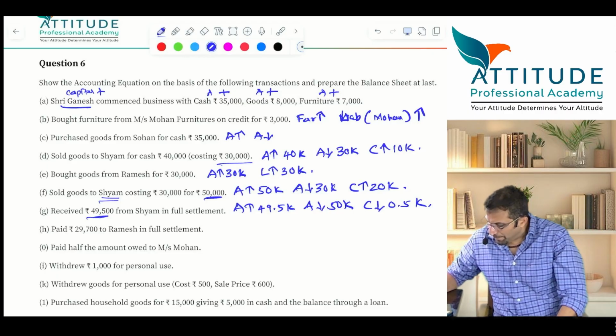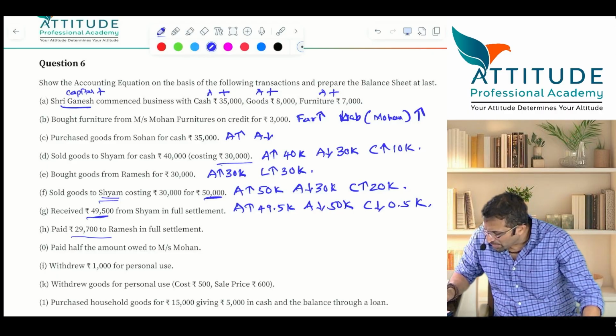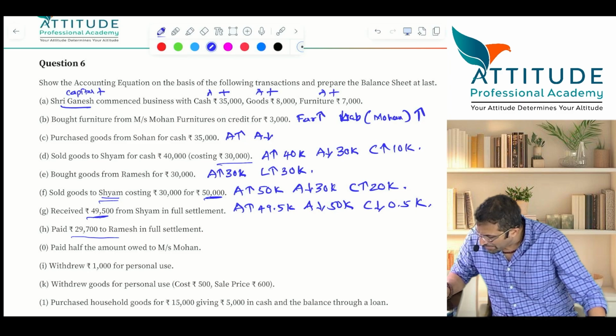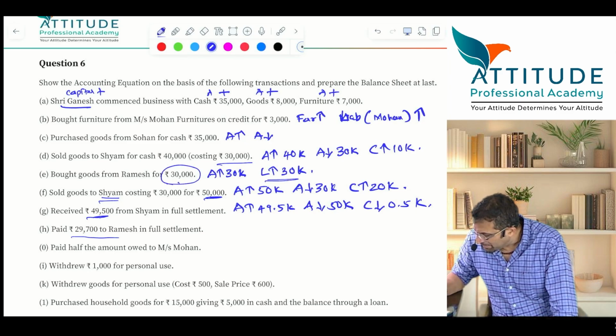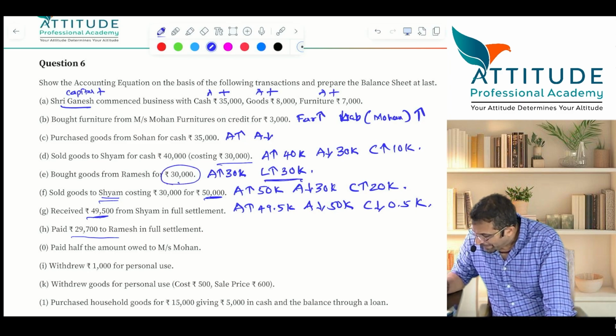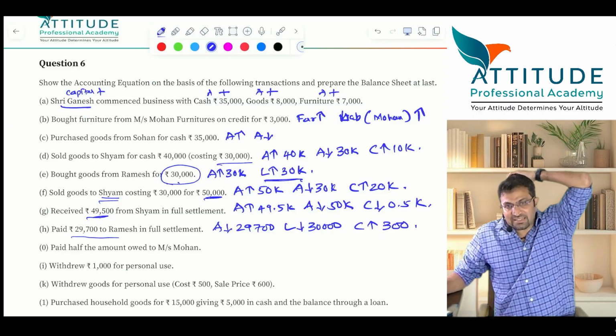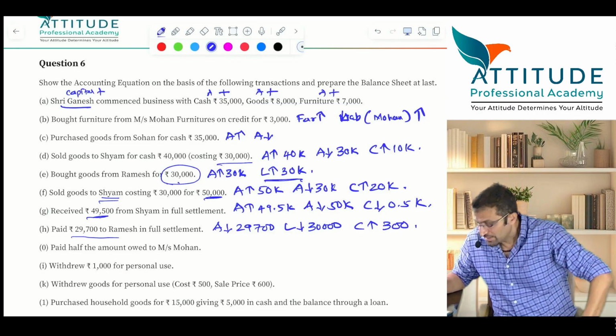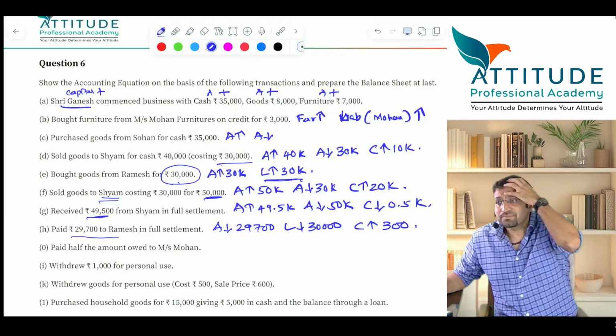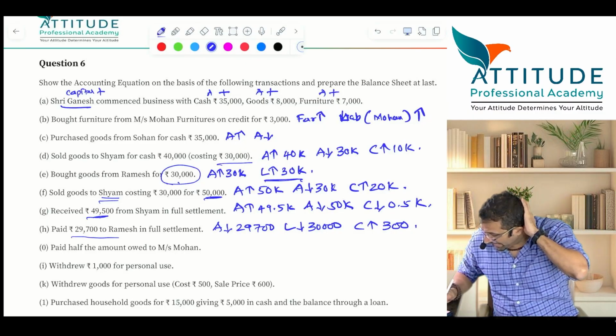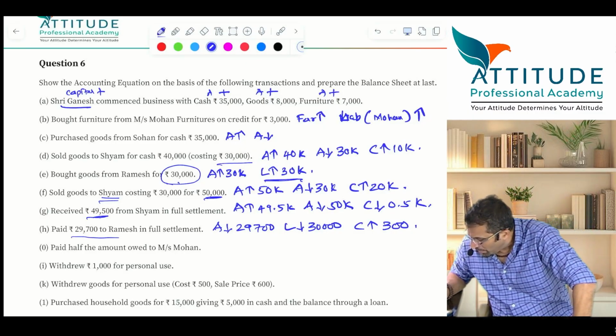Next one, paid 29,700 to Ramesh in full settlement. Now how much do we have to pay Ramesh? 30, liabilities 30, right? Now it is fully paid, but cash reduces by only how much? 29,700. Liability reduces by 30,000. Capital increases by 300, the reason being that it is a profit, discount received. Any difficulty?